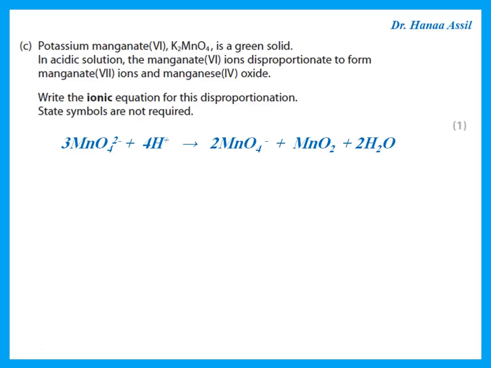Remember, this is a disproportionation reaction. What does that mean? It means that the manganese changed from +6 to +7 in one case, and from +6 to +4 in another case, and that means the same species was once oxidized and once reduced.